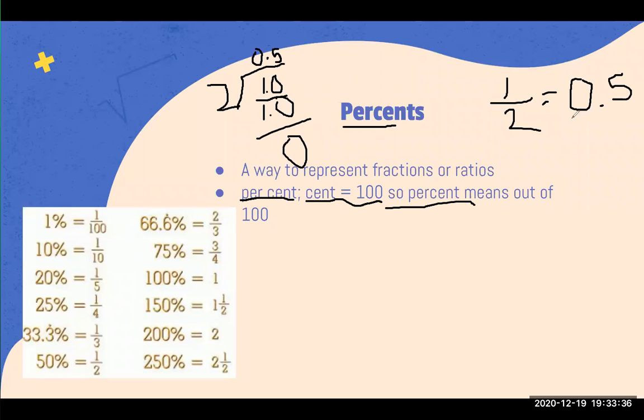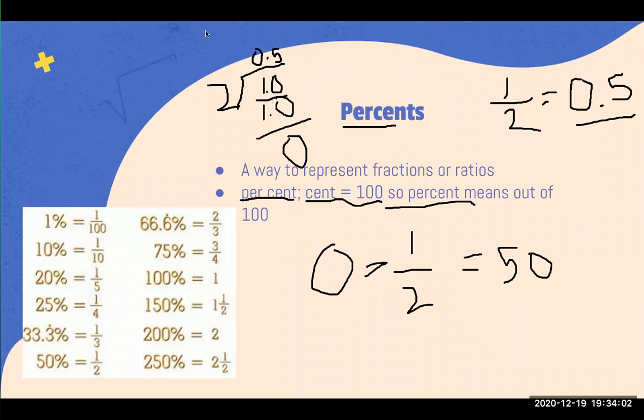So to get the out of 100 thing, you have to multiply this decimal by 100. So if you multiply this decimal by 100, it becomes 50. So a half as a fraction, or 0.5 as a decimal, equals 50%, or 50 out of 100.